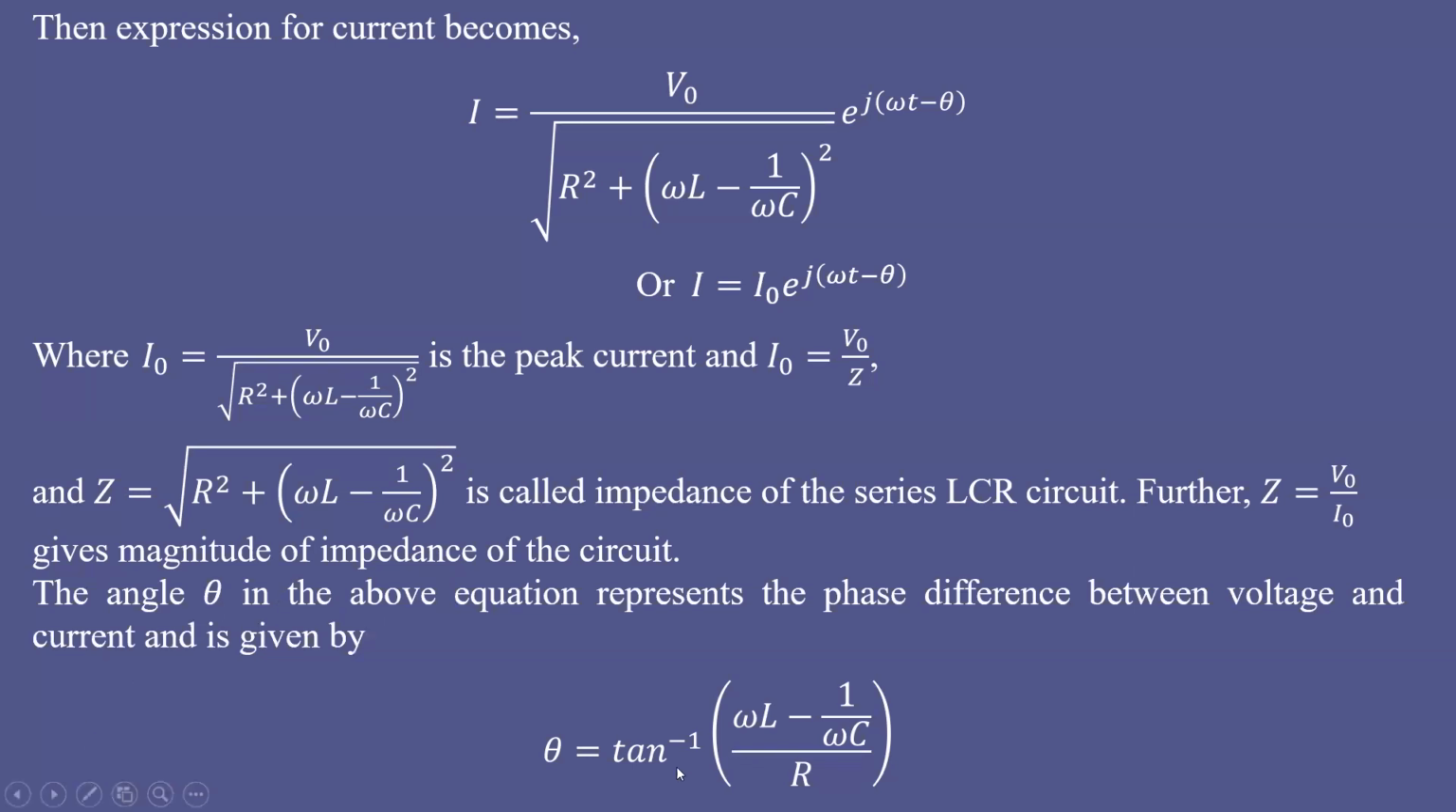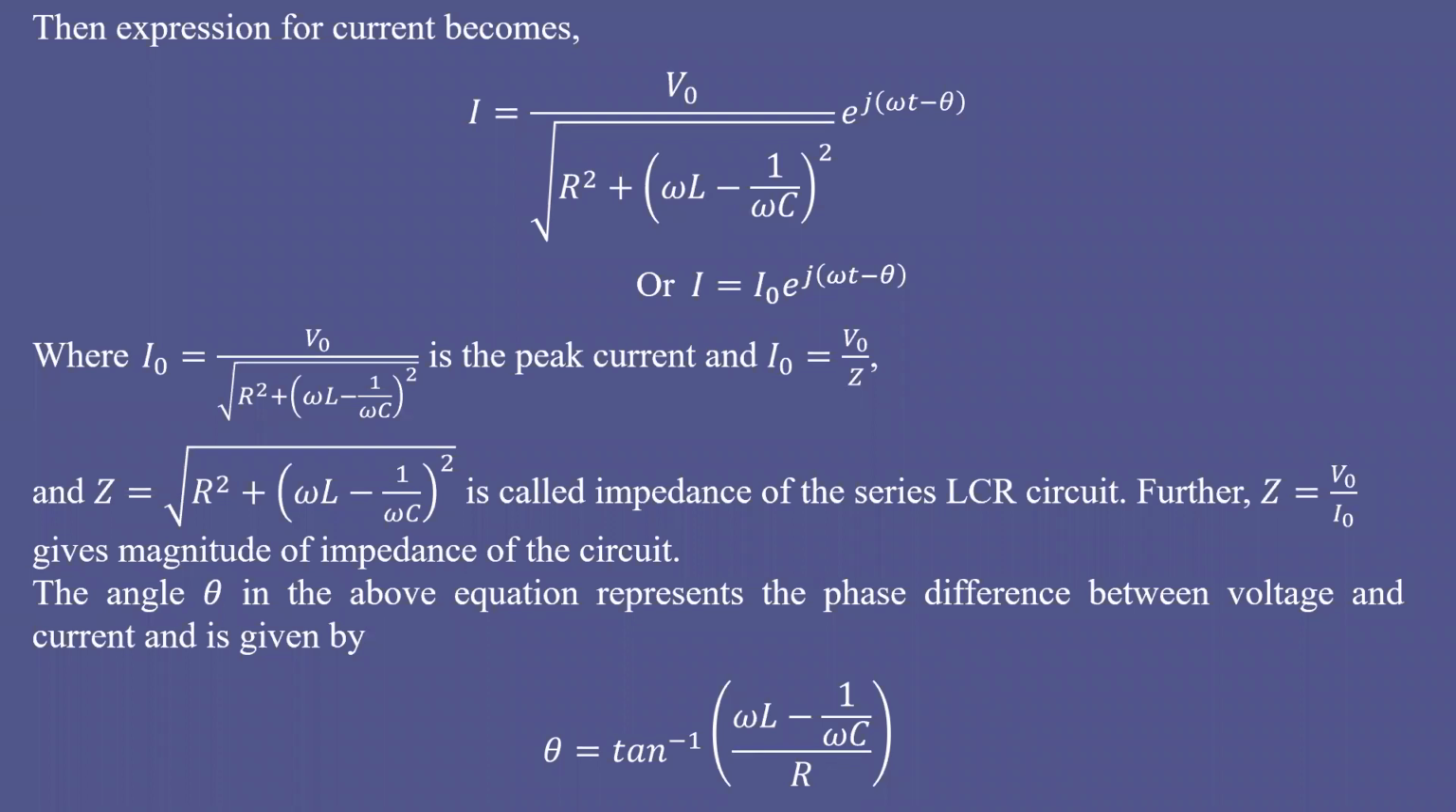And finally, what is the expression for angle theta? We have taken that tan theta equals omega L minus 1 by omega C divided by R. Therefore, the phase angle theta is given by tan inverse of omega L minus 1 by omega C divided by R. This completes the derivation. Up to this point, you have to do it.